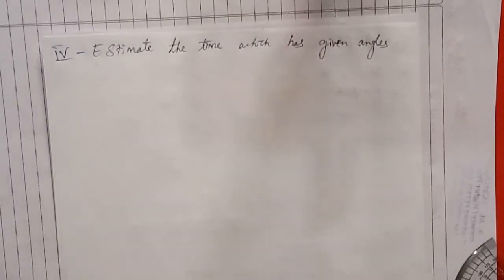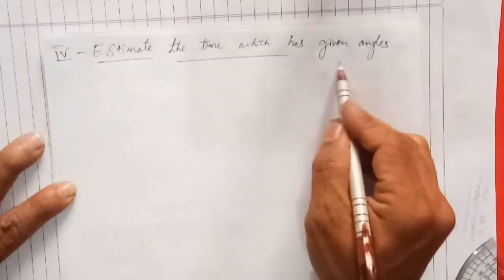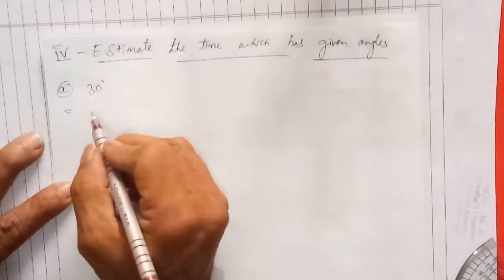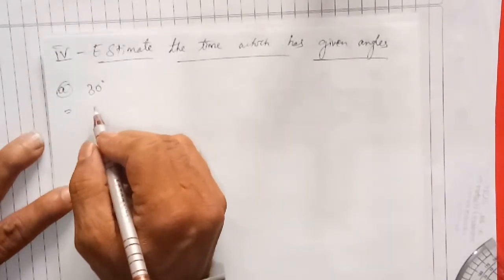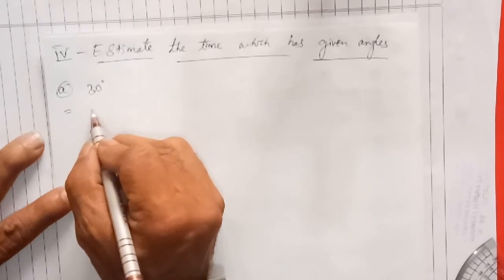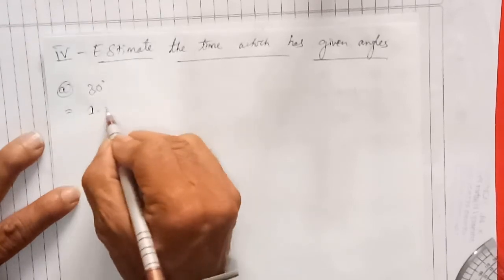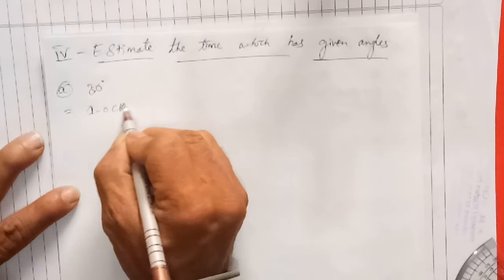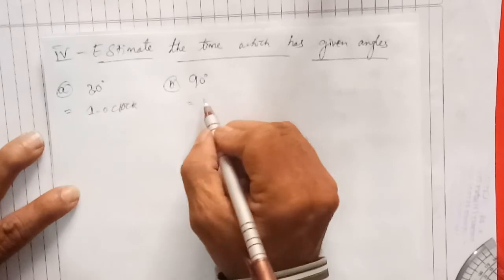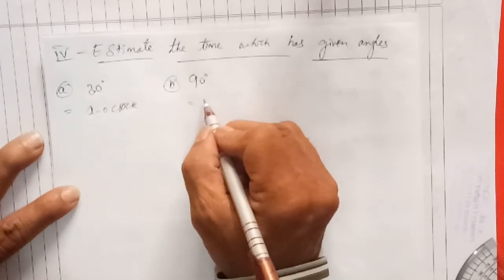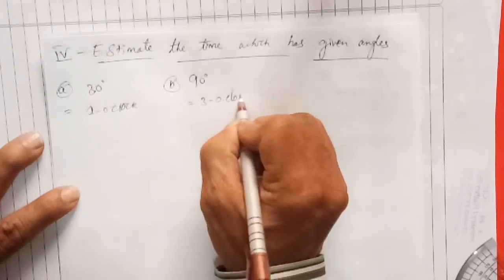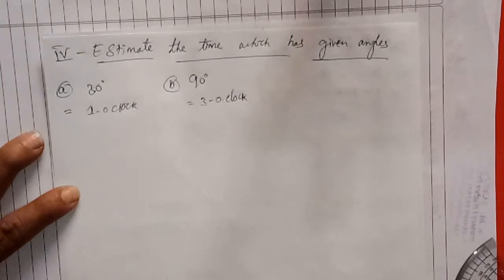Now the fourth main question: estimate the time for the given angles. First one, 30 degrees. 30 degrees means which angle? Which value do we have to take? You don't know, right? That is 1 by 2. Only 30 degrees, 1 o'clock. B1, 90 degrees. What will it come? 9 o'clock we can take. 90 degrees, 3 o'clock we can take. 3 o'clock also we can take.